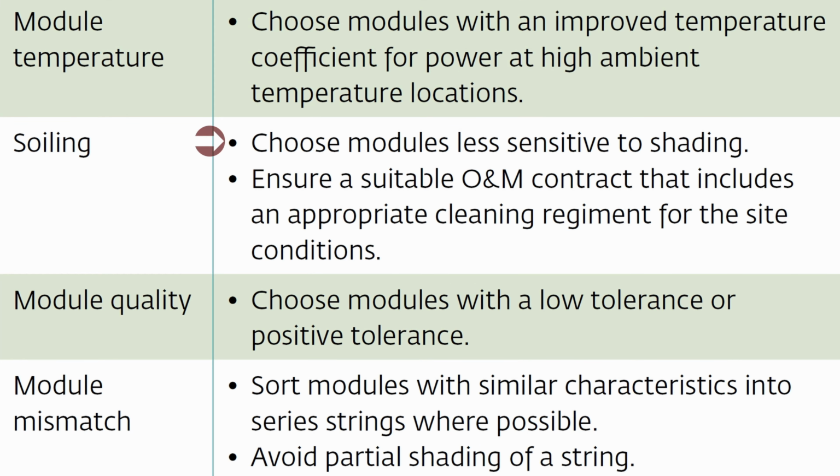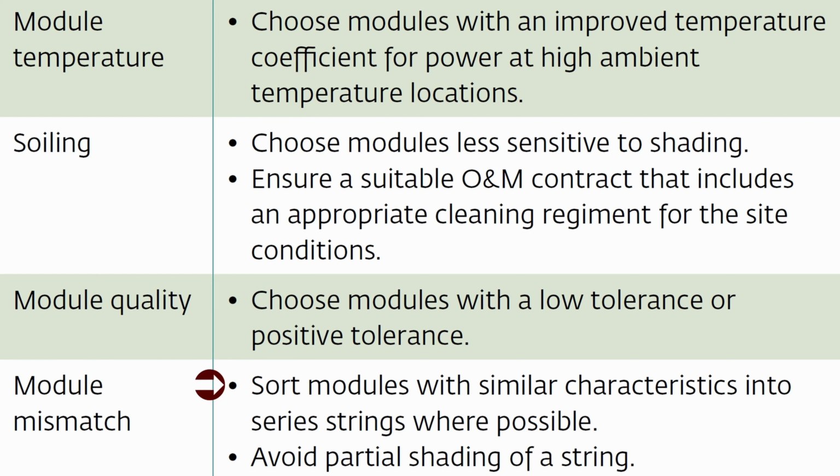The soiling: choose a module less sensitive to shading. Okay, with the soiling, this is the same as shading. It can lead to some problems, so if you have enough bypass diodes, this helps. Ensure a suitable operation and maintenance contract that includes an appropriate cleaning regime for site conditions and module quality. We discussed this already with a low tolerance or positive tolerance. It's for the banks, as I told you, they always take a look at the worst case, and if you have a zero tolerance to the lower part and just positive tolerance, then they take the nameplate value for the power under standard test conditions.